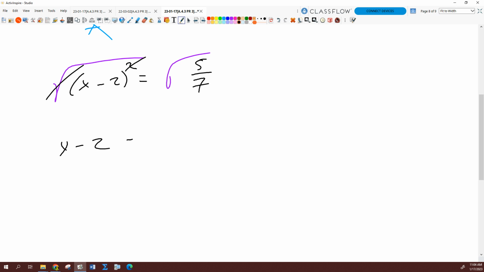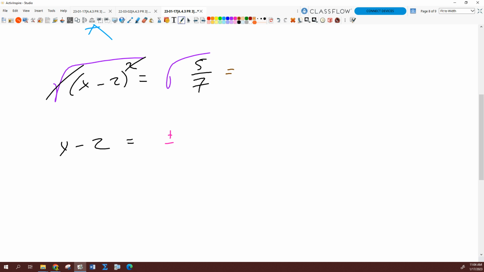x minus 2 equals, what do I have to always include if I square root both sides? Plus or minus. And I've got the square root of 5/7. Well, let's simplify that. Square root of 5/7, I can't reduce the fraction, but what would I need to do? First step. Okay, but I guess first I got to split it, right?